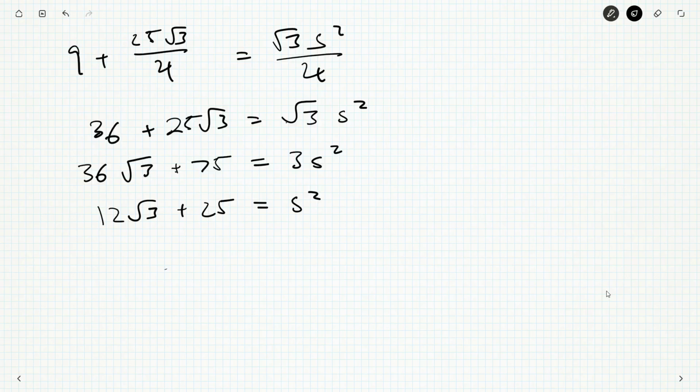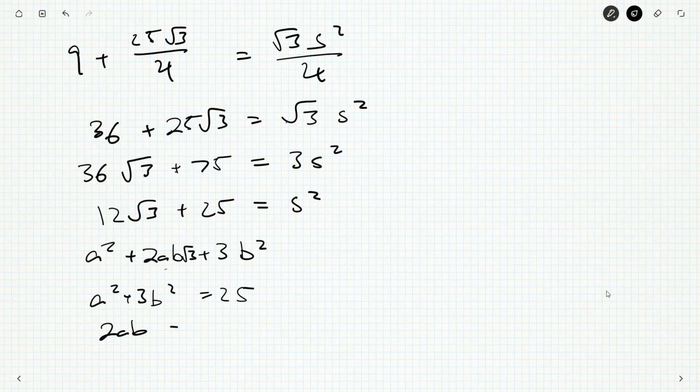So I'm trying to write this as a squared plus 2ab plus 3b squared. So we'll have the root 3 there. A squared plus 3b squared is 25. 2ab is 12, so ab is 6.